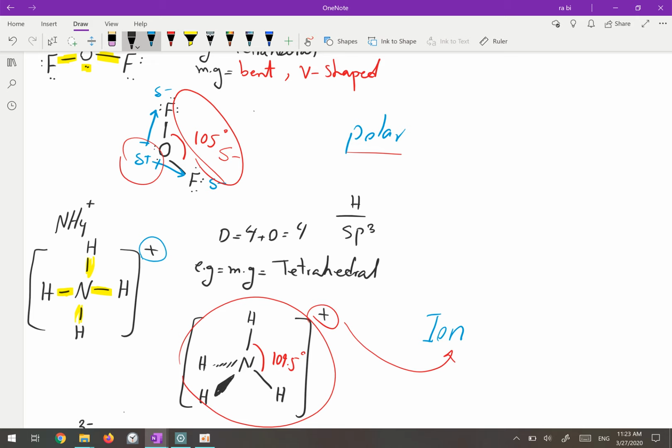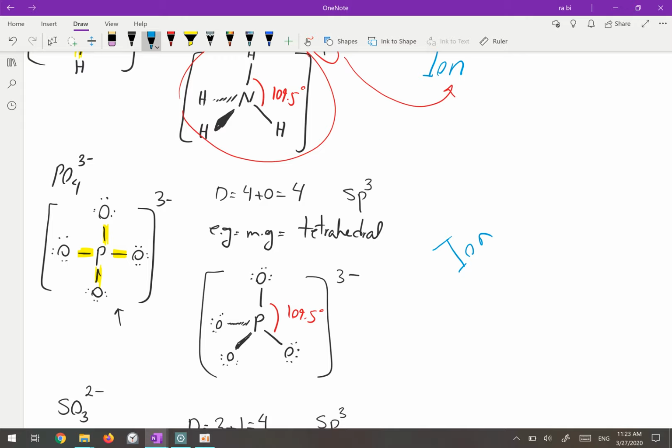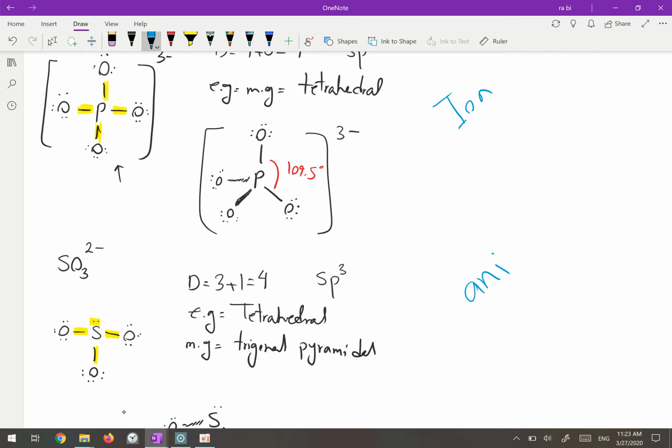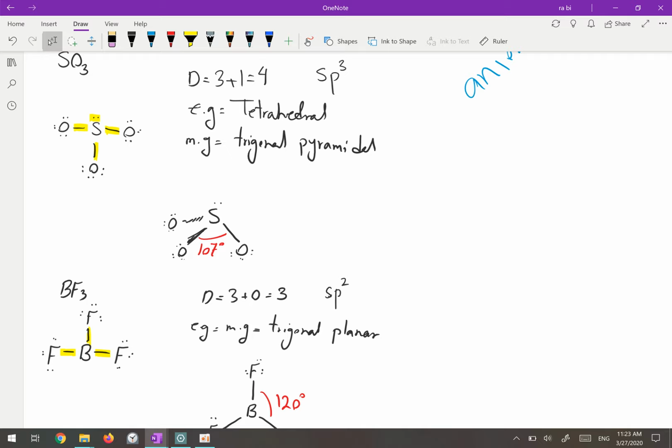Okay, the next one is also an ion. This one is an ion. Or if we want to be more precise, this one is an anion. Okay, SO3. So oxygen is more electronegative than sulfur, so the bonds here are polar. The polarity is toward oxygen. So we have three dipole moments or three polar bonds. As I said, in a trigonal pyramidal arrangement, these dipole moments cannot cancel out each other, so the molecule becomes polar.